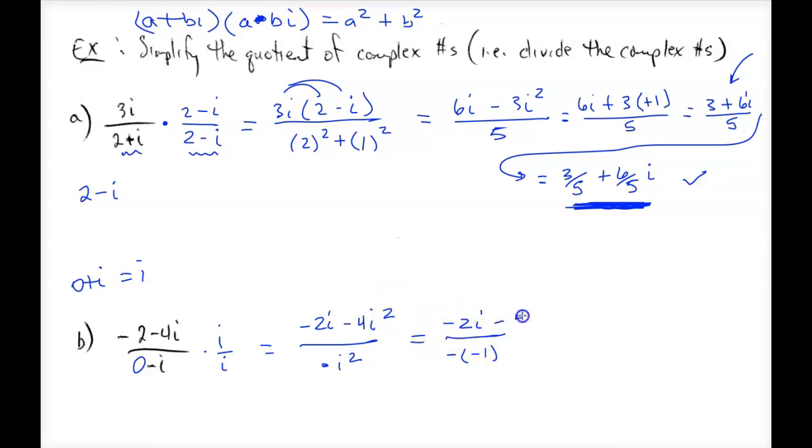And we'll do the same thing here. Of course, negative times a negative ends up being a positive. So we have 4 minus 2i here. And negative times negative ends up being a positive. So this just ends up being 1 minus 2i at the end of the day, because anything divided by 1 is just itself.